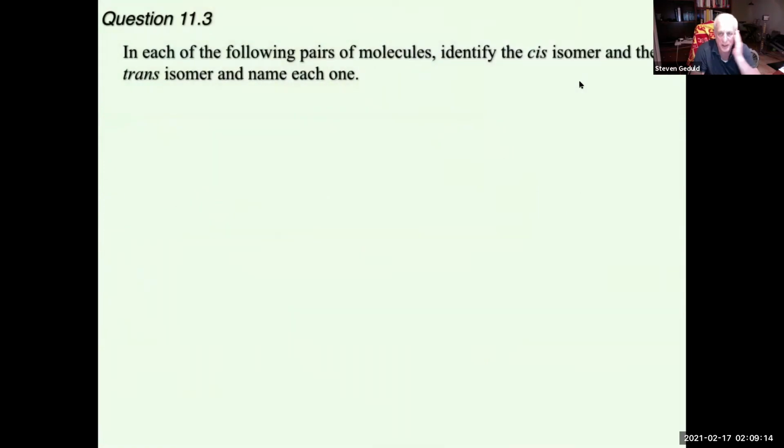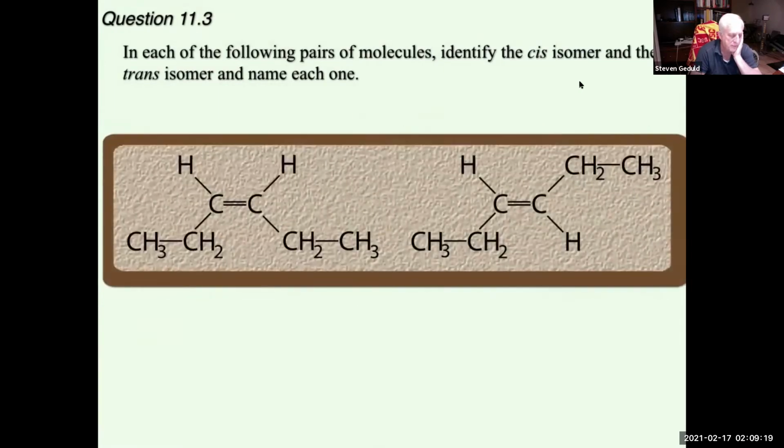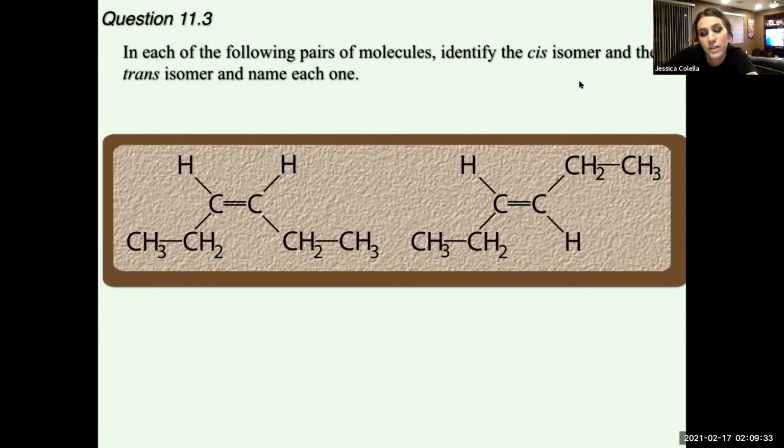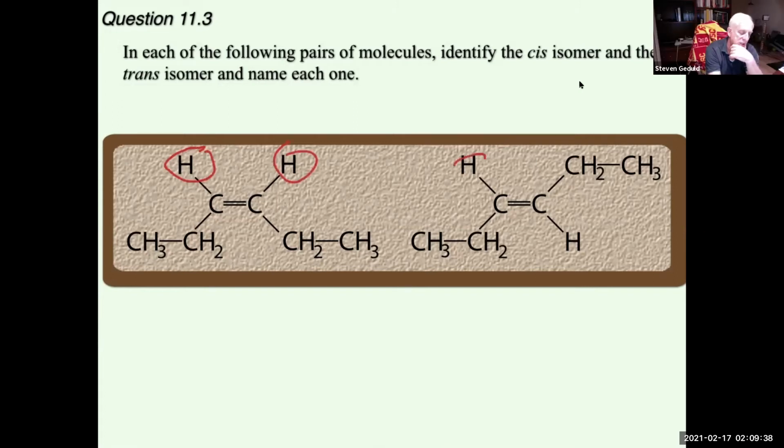For each of the following pair of molecules, identify the cis isomer and the trans isomer and name each one. The one on the left, cis or trans or neither. Who wants to guess? The one on the left is cis. Perfect. The one on the right is trans. Cis means same side of the double bond. Trans means opposite sides of the double bond. And then name the compounds.